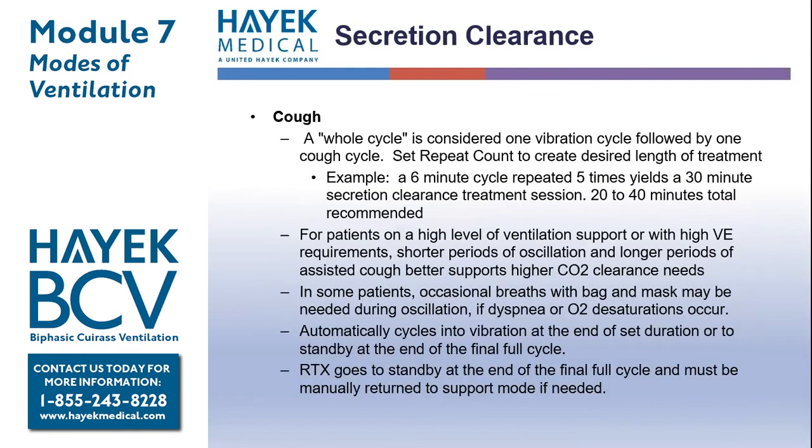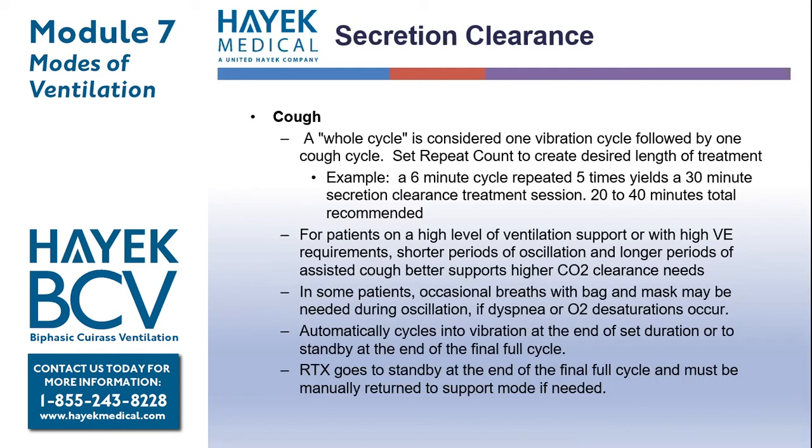A whole cycle is considered one vibration cycle followed by one cough cycle. Then the device repeats. Set your repeat count to create the desired length of treatment. For example, a 6-minute cycle, which may be 4 minutes of vibration and 2 minutes of cough, repeated 5 times yields a 30-minute secretion clearance treatment session. 20 to 40 minutes total is recommended.